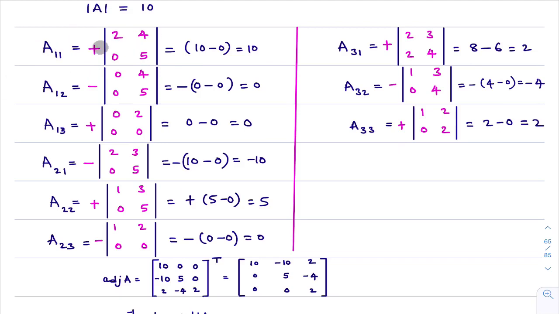Now you expand this determinant: plus is there, here plus is there. 2 into 5, 10. 10 minus 0. So finally you will get 10 for this. You write this minus as it is.